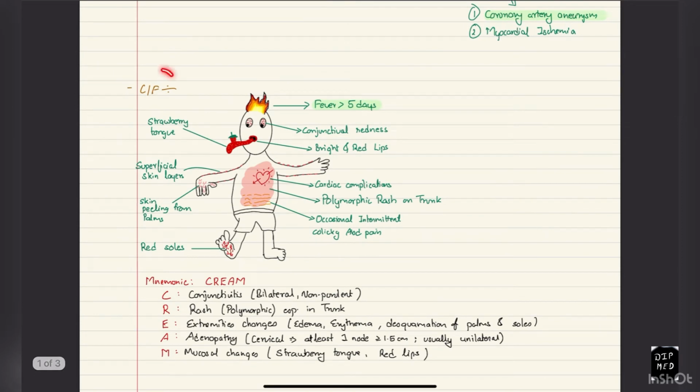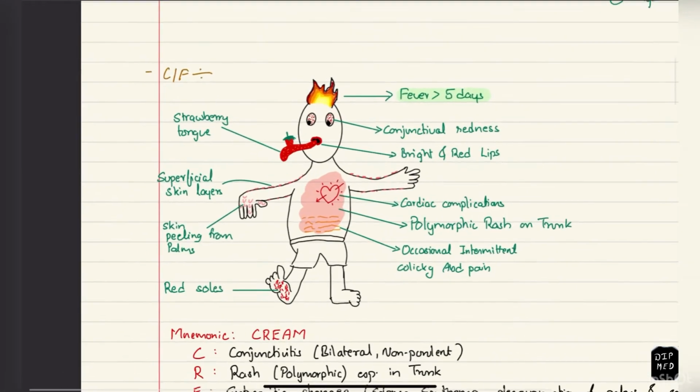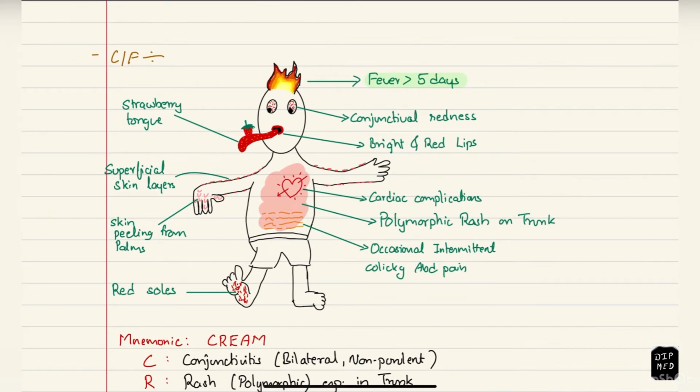Now coming on to the clinical features. To remember them, I have drawn a picture here. So you can see a fire burning on the head, which indicates fever that lasts for more than 5 days in Kawasaki disease. Coming down, the eyes are red, which indicates conjunctival redness or conjunctivitis. The lips are swollen and red. The tongue is also swollen and red, for which the name given is strawberry tongue. Another disease where we can find strawberry tongue is scarlet fever.